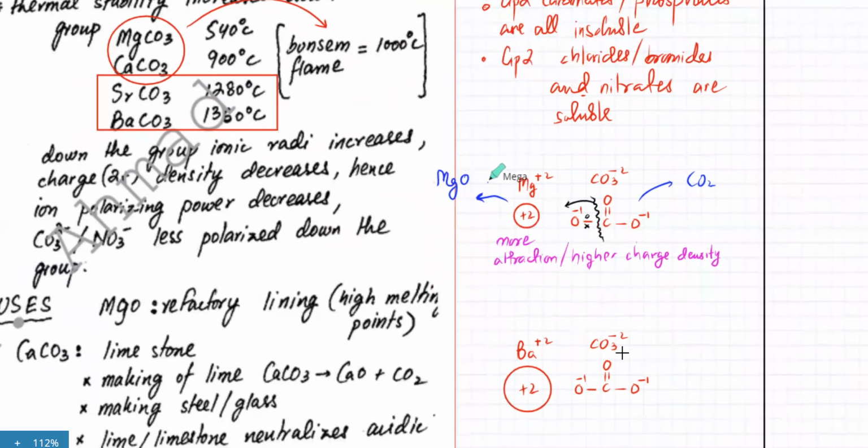So this is what is described over here in these lines, that down the group, the ionic radius increases. So charge density decreases. Hence, the ion polarizing power decreases. Like this ion over here is not going to polarize the carbonate ion, and it's going to be less polarized down the group. So the carbonate or the nitrate ion is going to be less polarized down the group. So which is why it's going to be harder to decompose, because during decomposition, it's not the bond between them that's breaking, it's the carbonate ion that's decomposing, that's turning into carbon dioxide. So that's the main reason for this.